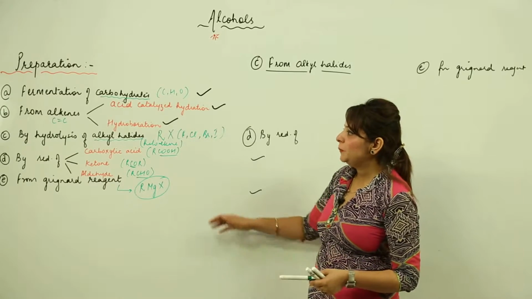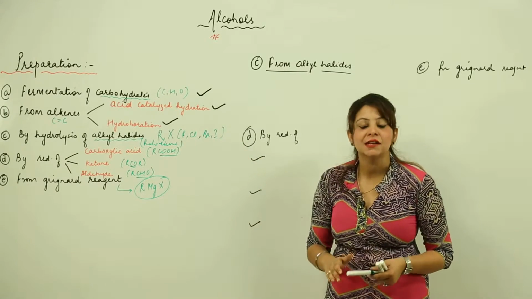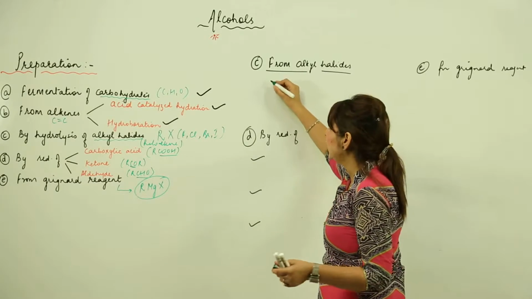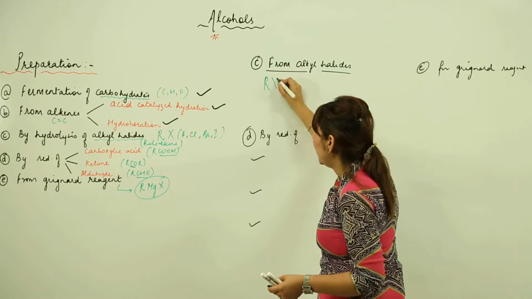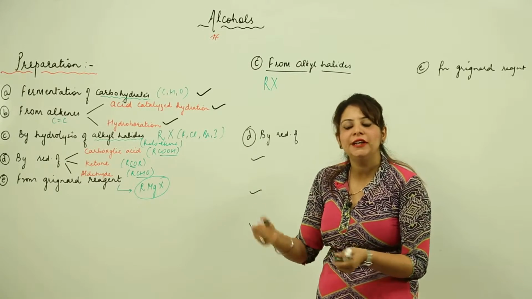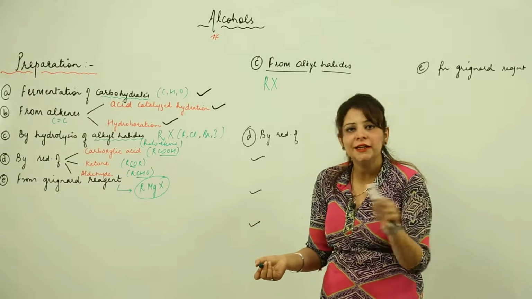So now we are going to take up the hydrolysis of alkyl halide. As I already told you, alkyl halide is actually a haloalkane, that means an alkane carrying a halogen. This halogen can be fluorine, chlorine, bromine, or iodine, either of them.